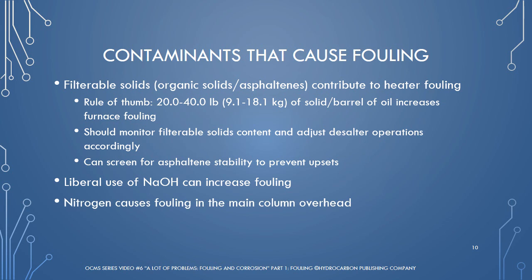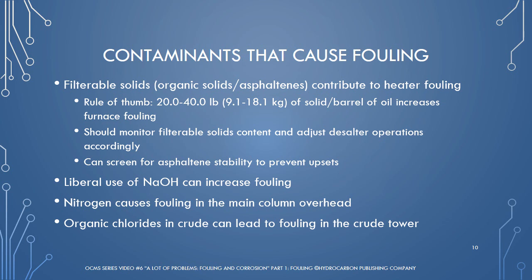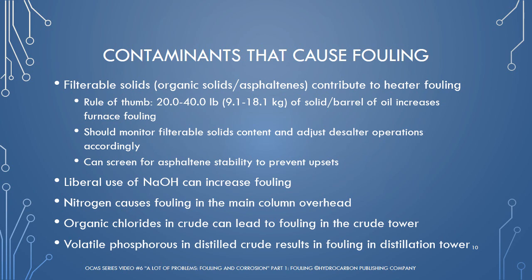Nitrogen, which is usually at less than 0.1 weight % in crude and often concentrates in the heavier product fractions and residues, causes fouling in the main column overhead. Organic chlorides, which usually result from contamination from tankers, barges, dumping into pipelines, and refinery slops, cause fouling in the crude tower. Scale inhibitors, emulsion breakers and other upstream additives containing phosphorus are causing problems.